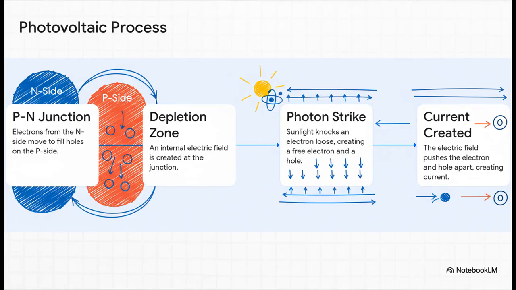Okay, so this breaks down the whole process for us in 4 steps. First, when you put those two types of silicon together, they form what's called a p-n junction. Right at that border, electrons jump over to fill the holes, which creates a powerful one-way electric field. Then, a photon from sunlight comes in and smacks into the cell, knocking an electron loose. And finally, this is the crucial part, that built-in electric field immediately separates them, pushing the electron to the N side and the hole to the P side.